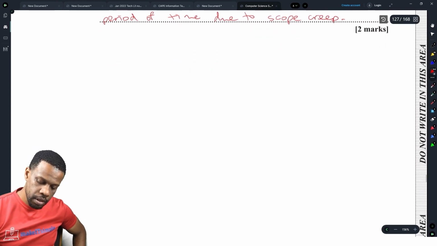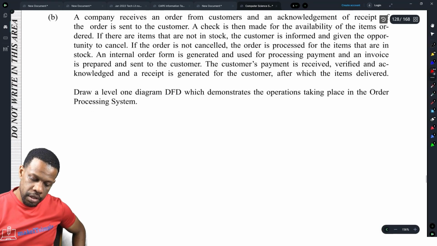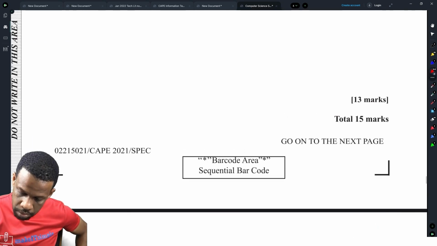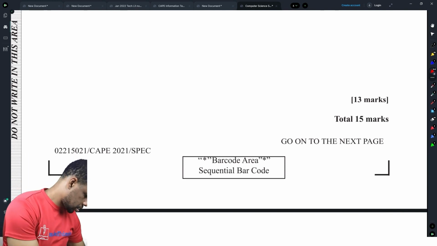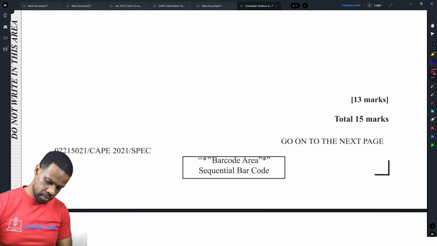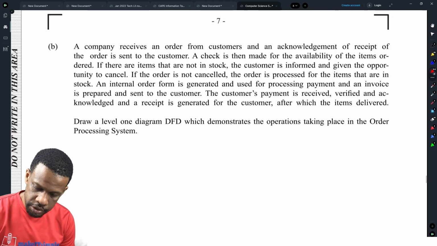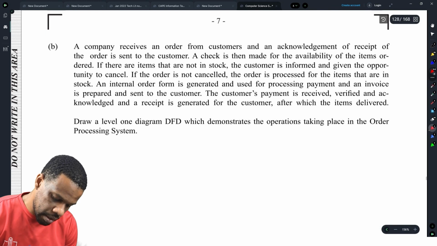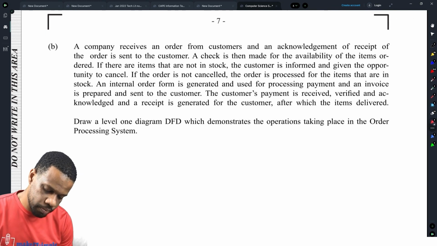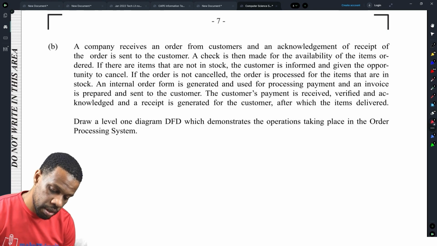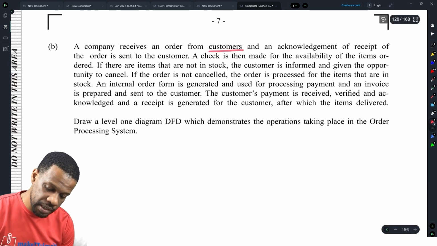Alright, a company receives an order from customers and an acknowledgement of receipt of the order is sent to the customer. So for the data flow diagram, let's see if we could hammer it out by drawing and matching the colors. So let's start. The company is what we're describing. So you're receiving the order from the customer. Customer is an external entity.